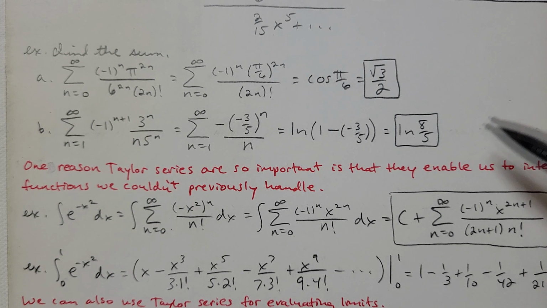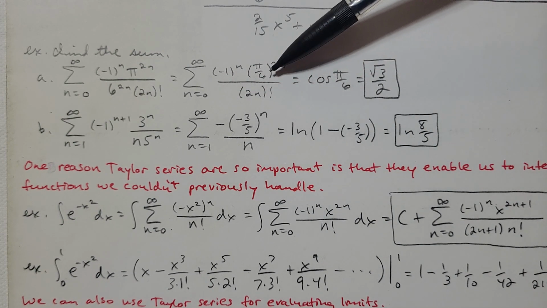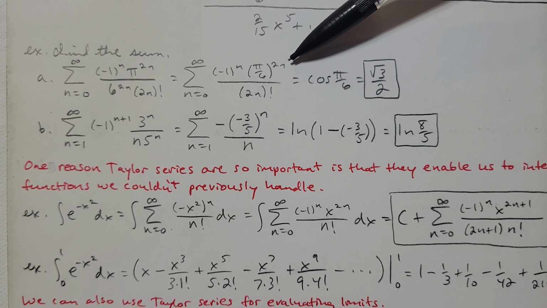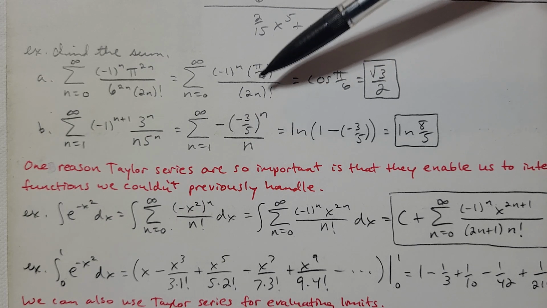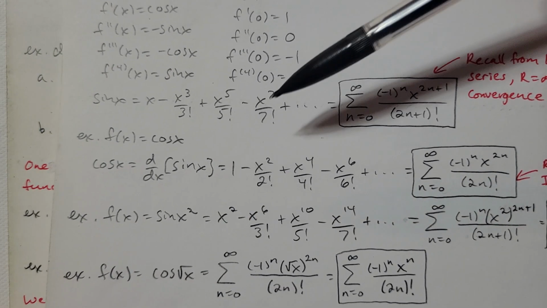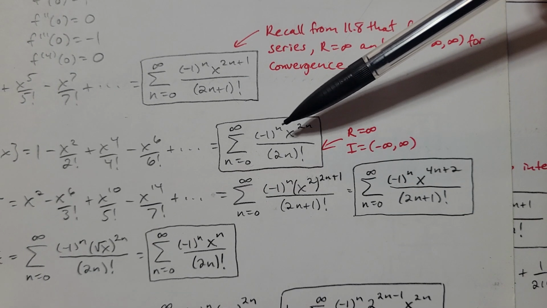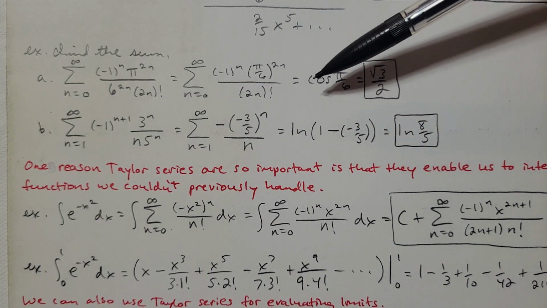Okay, so like in part A, I got the summation as n equals 0 to infinity of negative 1 to the n times pi to the 2n divided by 6 to the 2n times 2n factorial. So let's see, pi to the 2n over 6 to the 2n, that's the same as pi over 6 to the 2n, right? And now this Maclaurin series represents cosine x, right? So cosine x, that is the summation as n equals 0 to infinity of negative 1 to the n times x to the 2n divided by 2n factorial.